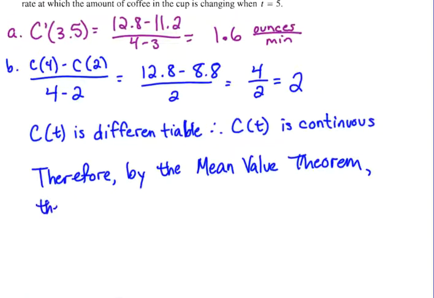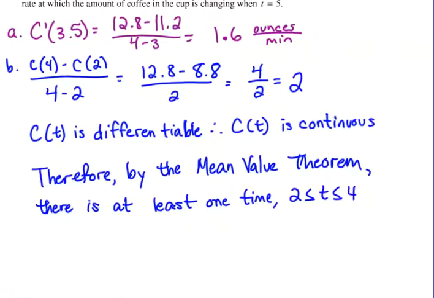Okay, there is at least one time between 2 and 4 for which C prime of T equals 2. Okay, so you get 1 point for showing the work of the slope of the secant line between 4 and 2, and you get 1 point for your conclusion using the mean value theorem.